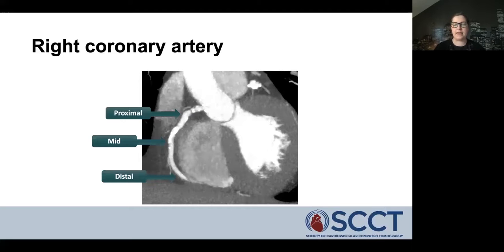Now, unlike the LAD, the right coronary artery doesn't have lots of handy branches that are very anatomically consistent. So generally, we take the proximal as the bit that's going along the way, the mid as the bit that's going vertically, and the distal as the bit that's curving underneath.